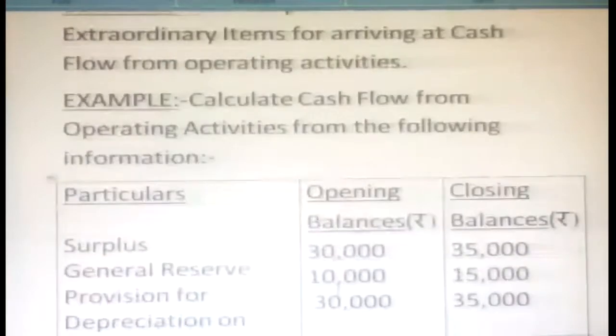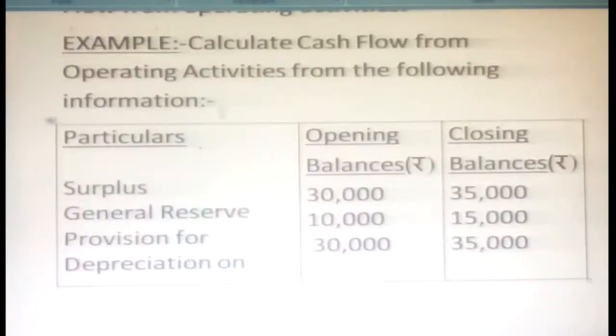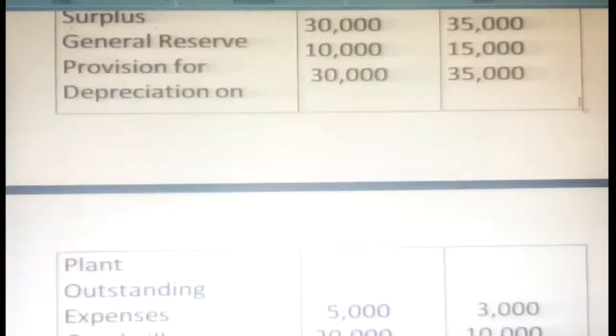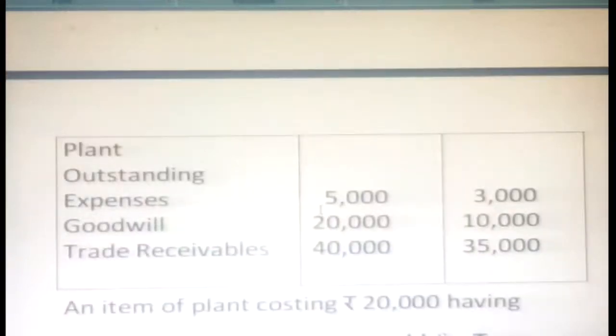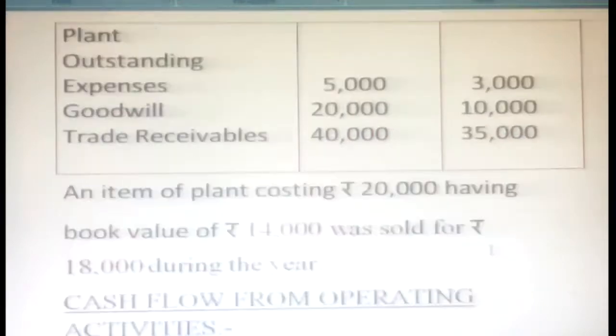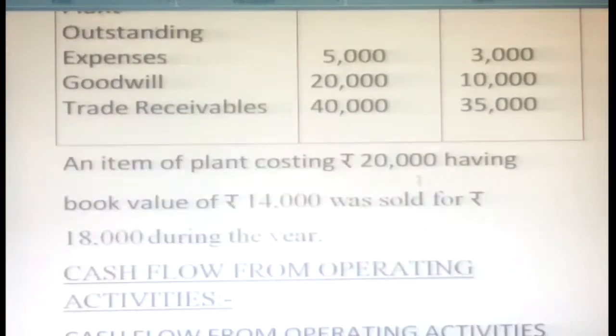Now we will see this problem, as we have understood everything. Calculate cash flow from operating activities from the following information. The opening balance and closing balance are given. Surplus from the profit and loss account: 30,000, 35,000. General reserve: 10,000, 15,000. Provision for depreciation on plant: 30,000, 35,000. Outstanding expenses: 5,000, 3,000. Goodwill: 20,000, 10,000. Trade receivables: 40,000, 35,000. Then an item of plant costing 20,000 having a book value of 14,000 was sold for 18,000. That is a very important thing here.